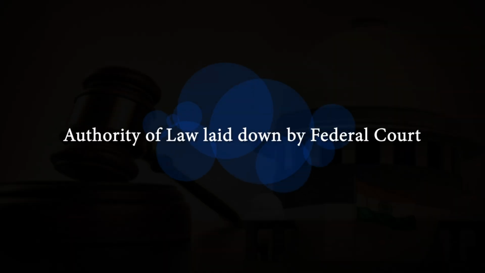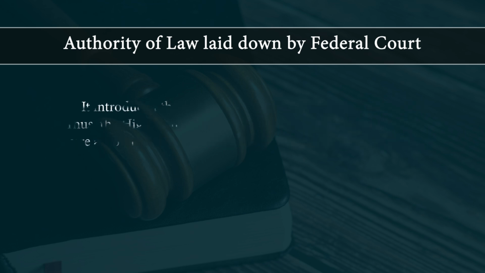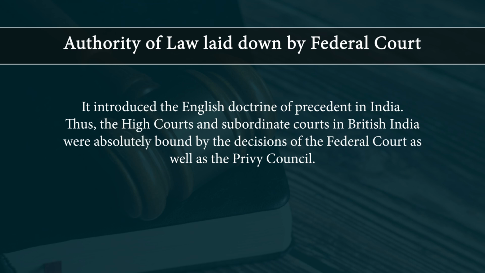What was the authority of law laid down by Federal Court? Section 212 of the Government of India Act 1935 provided that the law declared by the Federal Court and any judgment of the Privy Council would be binding on all the courts in British India. It introduced the English doctrine of precedent in India. Thus, the high courts and the subordinate courts in British India were absolutely bound by the decision of Federal Court as well as the Privy Council.